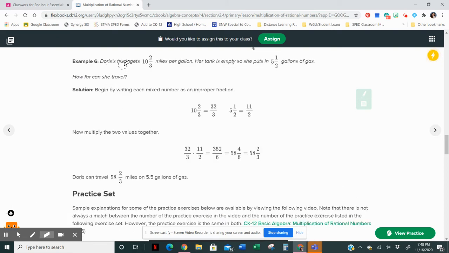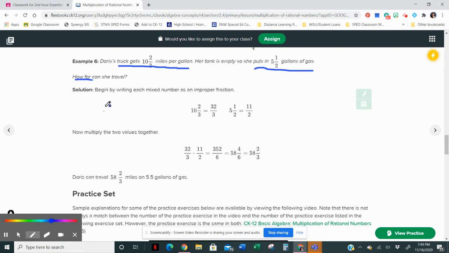Doris's truck gets 10 2/3 miles per gallon. Her tank is empty, so she puts in 5.5 gallons of gas. How far can she travel? All right, let's start by underlining our important information. Doris's truck gets 10 2/3 miles per gallon. She put in 5.5 gallons. So we want to know how far can she travel. All right, I've got my important information.